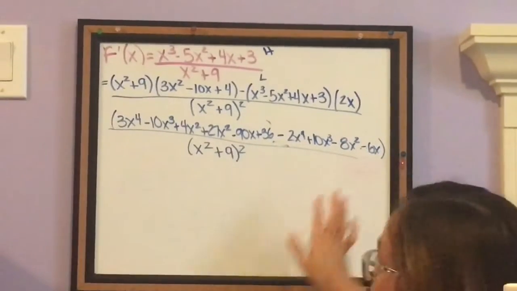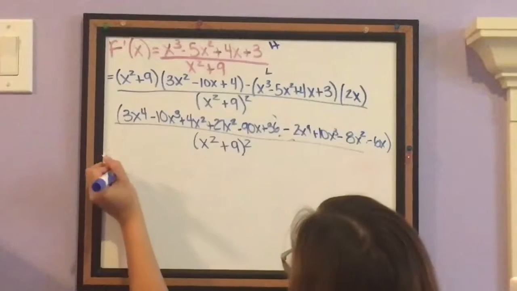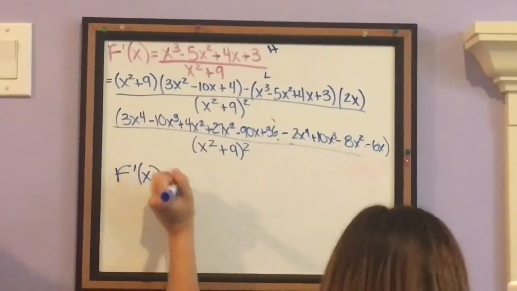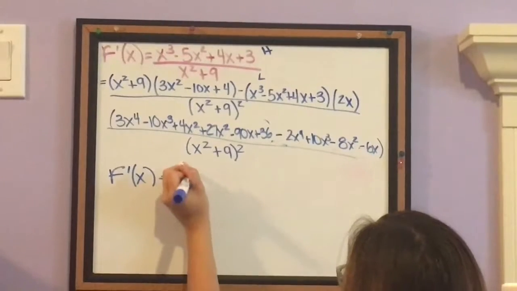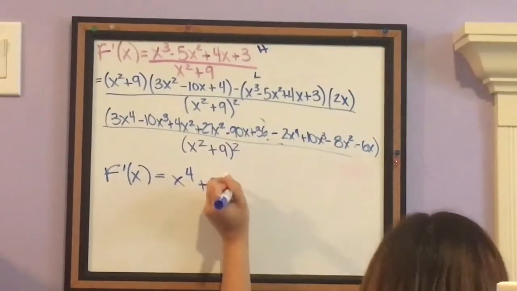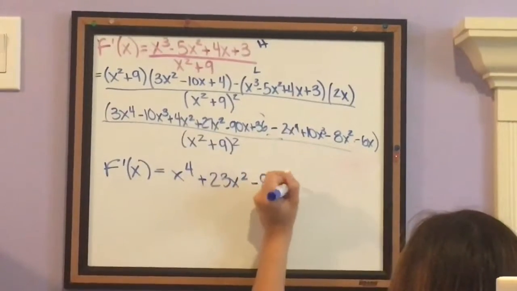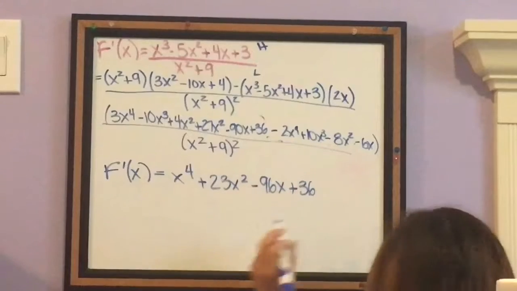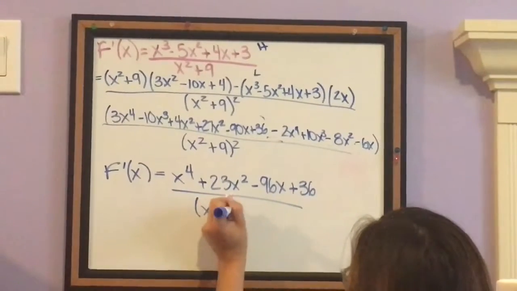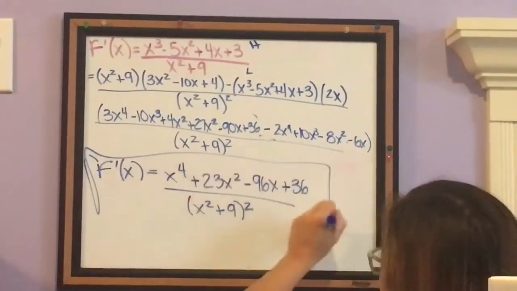So now what you can do is just combine like terms, and once you do that, your f prime of x final answer will equal x to the fourth plus 23x squared minus 96x plus 36 all over x squared plus 9 squared. And this will be your final answer.